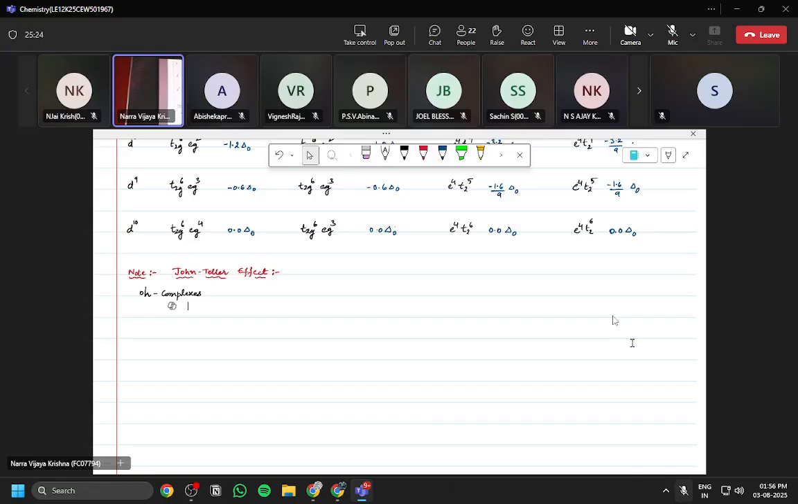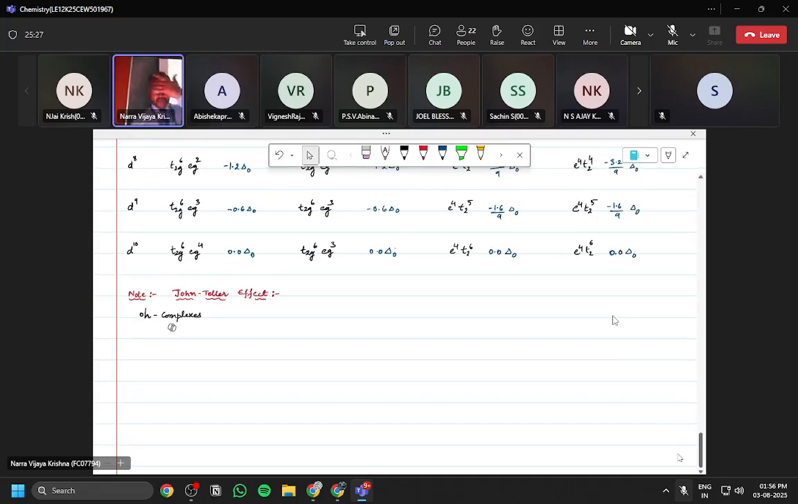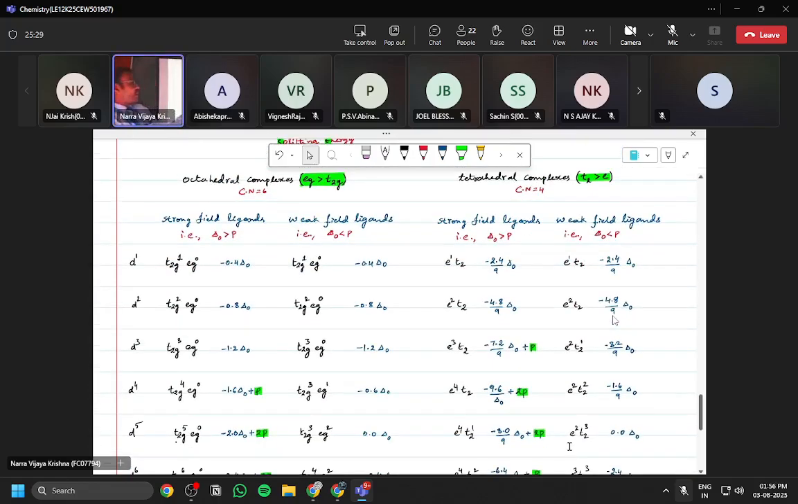For example, I am taking d1 configuration. T2g and Eg got separated because of unequal field strengths. When the ligand approaches, the electron field is not symmetrical in all directions. That's why they got separated. When I'm filling electrons, I fill only one electron in the 3 T2g orbitals. If I fill one electron, the remaining 2 T2g orbitals are empty. So they are unequal. Again, there should be some sort of disturbance.